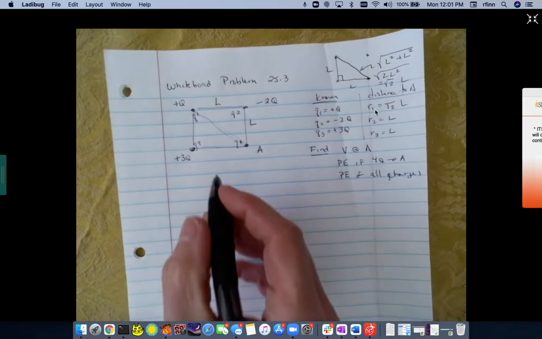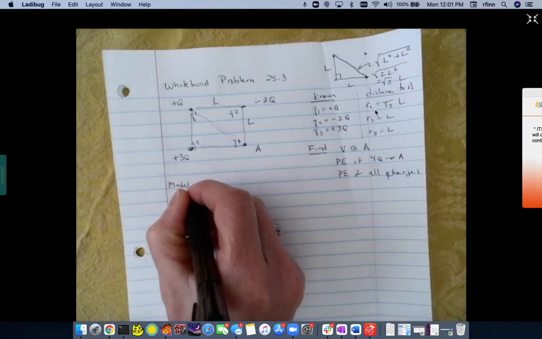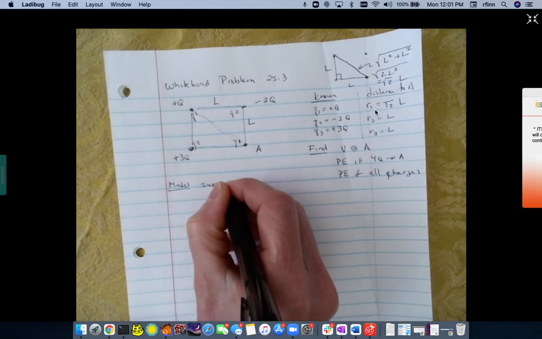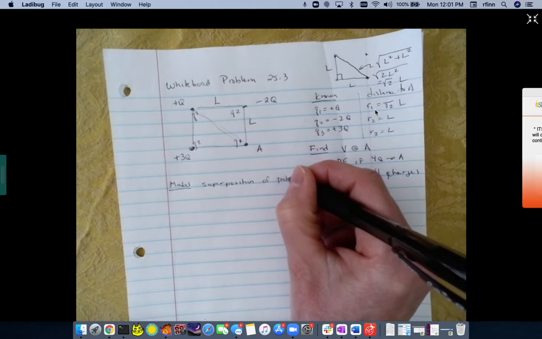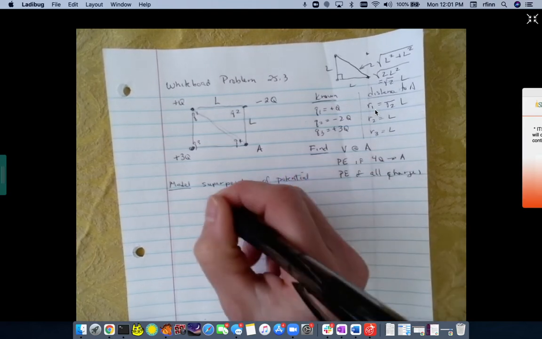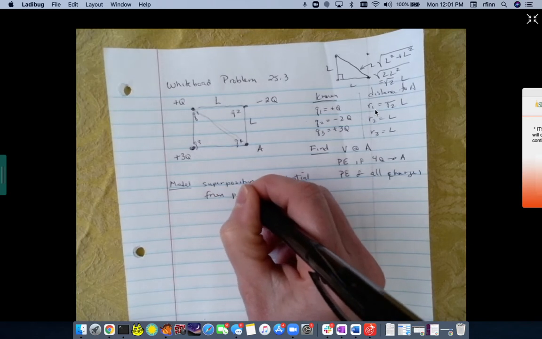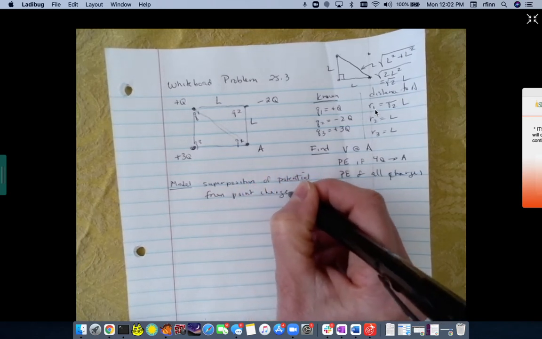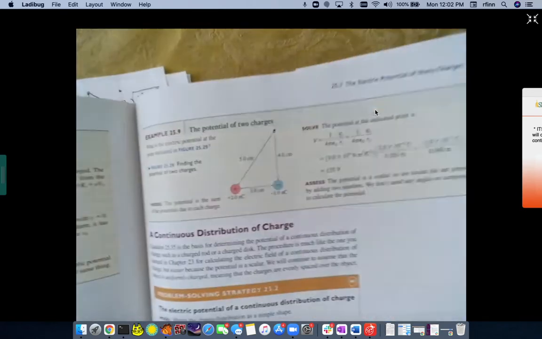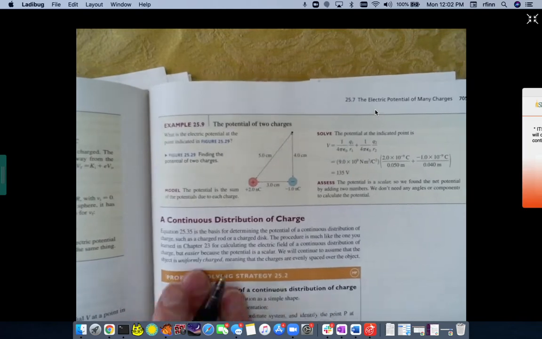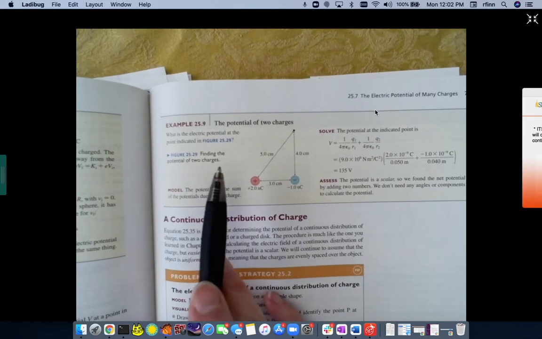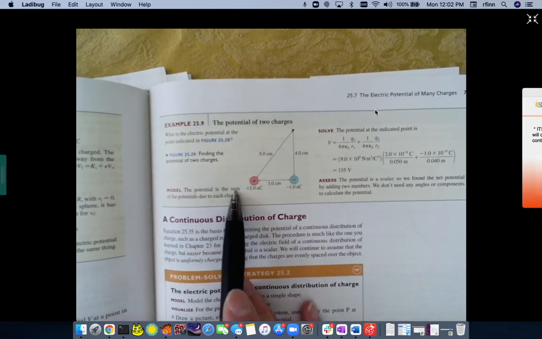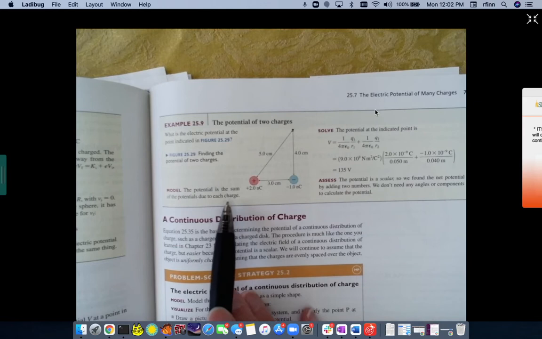All right, so our model is basically superposition of potential from point charges. Okay, and if we check out our book, here's an example in the book where they're calculating the potential just from 2 charges at some other point. Find the potential of these 2 charges. And then the model is that the potential is the sum of the potentials due to each charge, right? So that's our superposition.